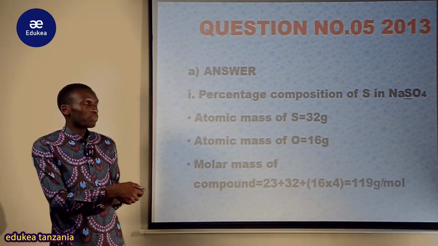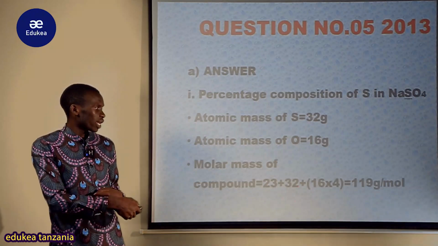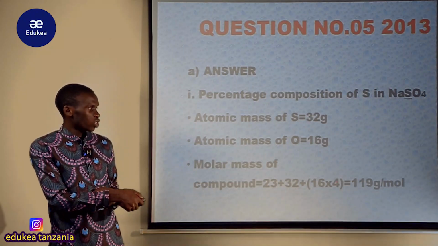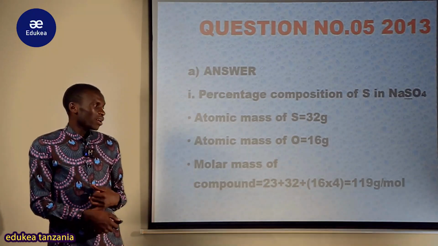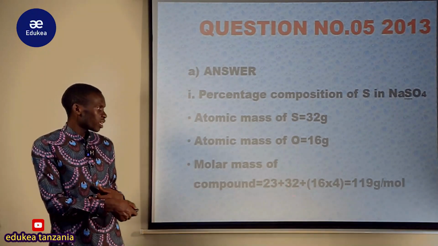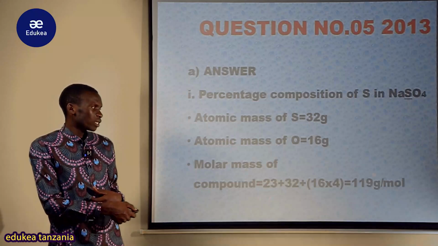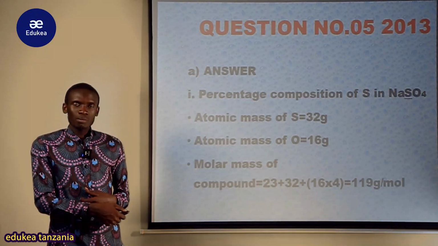Atomic mass ya sulfur ni 32, atomic mass ya oxygen ni 16. 16 mara 4 utapata 64. Then utajumlisha 64 jumlisha 32 jumlisha 23 unapata 119 gram per mole.